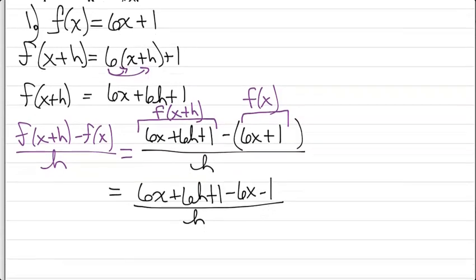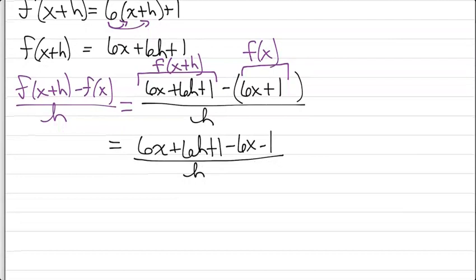Now I can combine my like terms to clean things up. 6x with a minus 6x, those are out the window. 1 with a minus 1, that's gone too. And I'm left with a 6h over h. See, that's the fun part that students do not like. Everything knocks out. I'm just left with the part with the h, that's 6h. And now I can clean that up. 6h over h is going to clean up to give you just a 6, because I'll be able to cancel this h with that h.